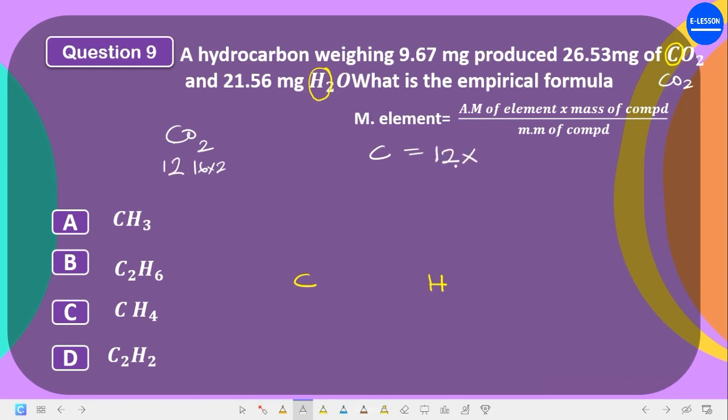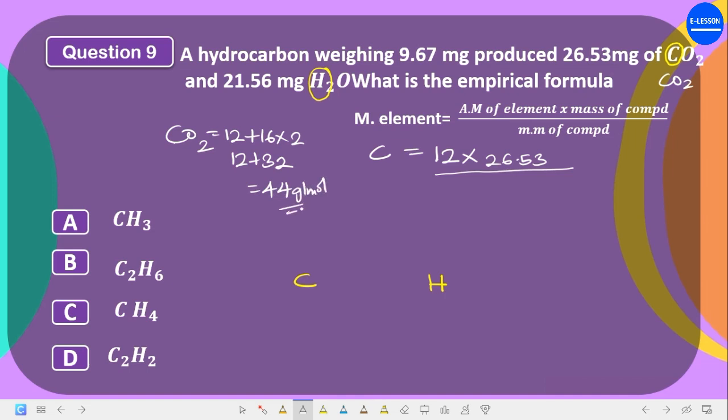So we have 12 times the mass of the compound given, which is 26.53 because it's the mass of CO2, divided by the molecular mass of the compound. What is the molecular mass of CO2? It comprises carbon 12 plus 16 times 2 for oxygen. Oxygen is 16. How many oxygens are here? There are 2. So this gives us 12 plus 32, and 12 plus 32 will give us 44 grams per mole. So the molecular mass of the compound is 44. Okay, let's not put the gram here.